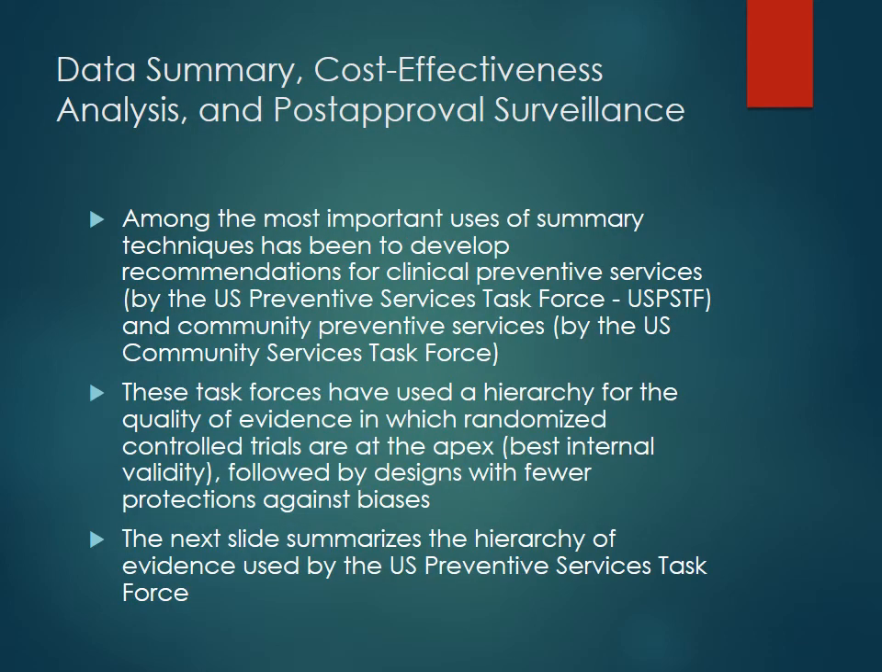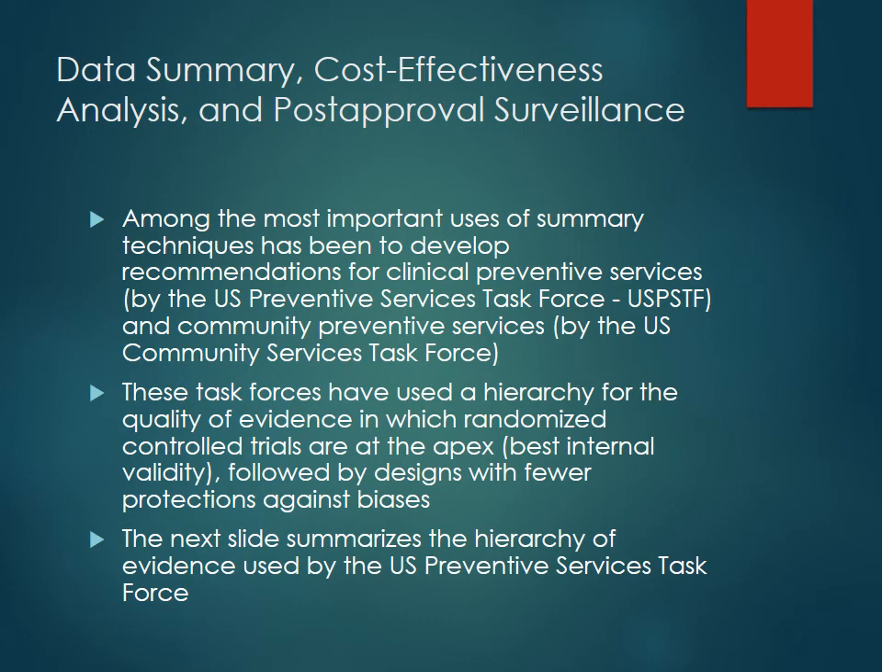Among the most important uses for the summary techniques that have been developed are recommendations for clinical preventative services, and there are some U.S. groups that take care of this. These task forces basically use a hierarchy for the quality of evidence that's out there. You very frequently will see this mentioned in a lot of guidelines, say the CHEST guidelines for anticoagulation or the hypertension guidelines. They list out the hierarchy of evidence to say which one provides the most evidence that such and such treatment is effective, or that this will prevent some sort of outcome.